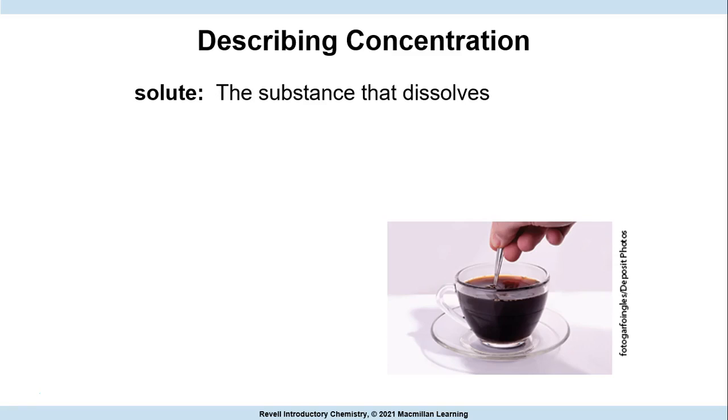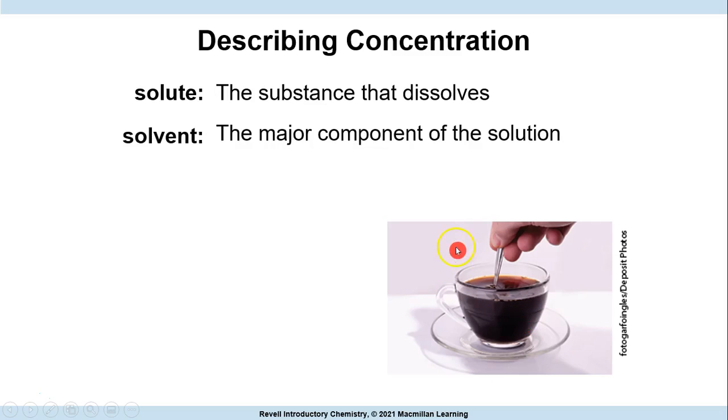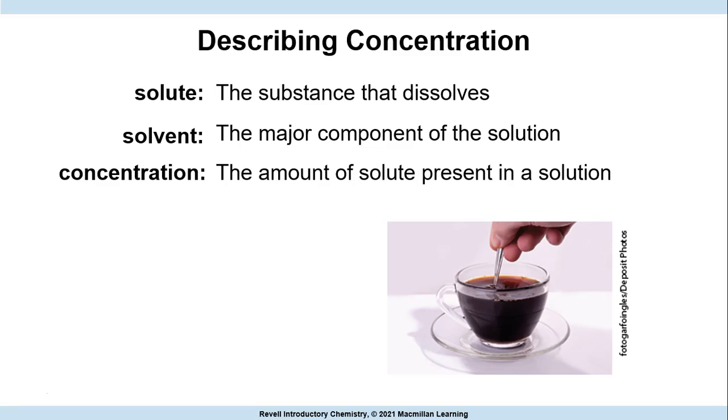A solute is the substance that dissolves. So in this tea, we have sugar that has been dissolved in the tea. So the solute here is the sugar. The solvent is the major component of the solution, which is the tea here, the boiled tea, that is the solvent. So what is concentration? Concentration refers to the amount of solute that is present in a solution.